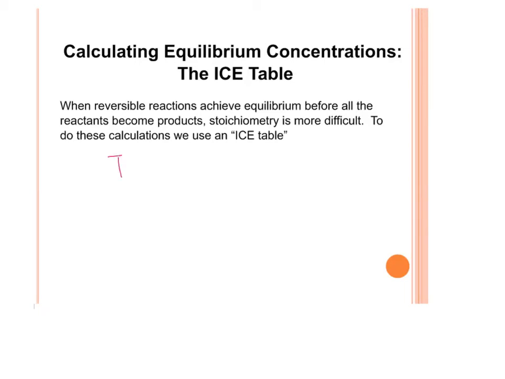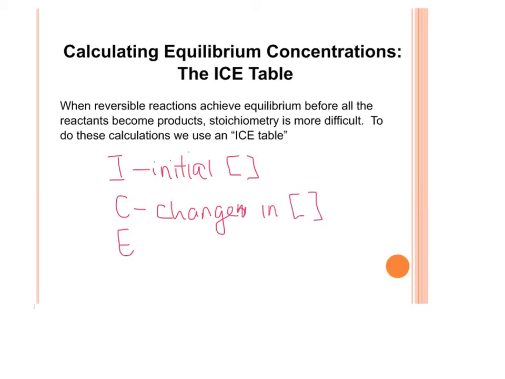ICE stands for, the I is initial concentration. This is our concentration before equilibrium is reached. This is what happens at the beginning of our problem. C stands for the change in concentration. So this is the change that the initial concentration is going to have to do in order to reach its equilibrium concentration. Finally, E stands for the concentration at equilibrium.